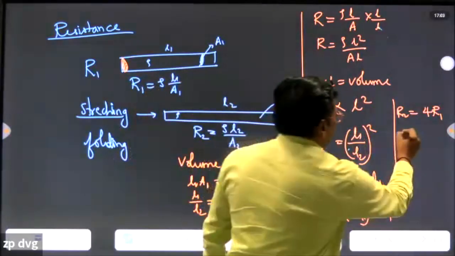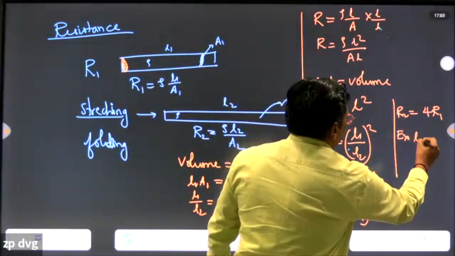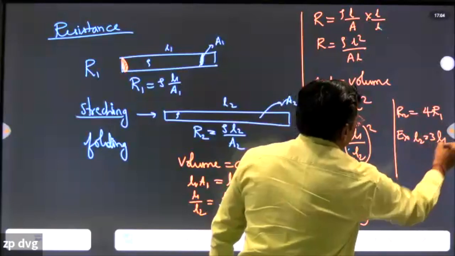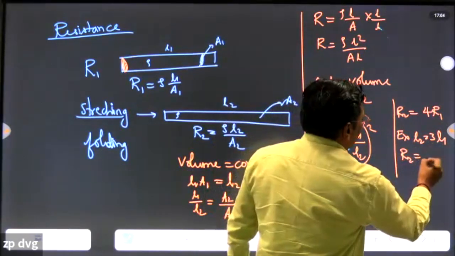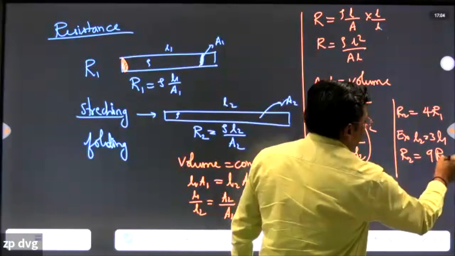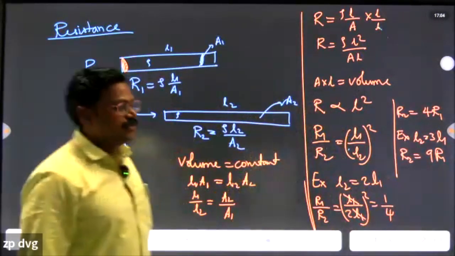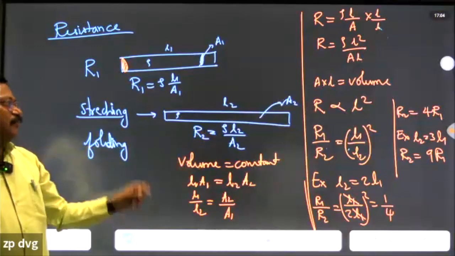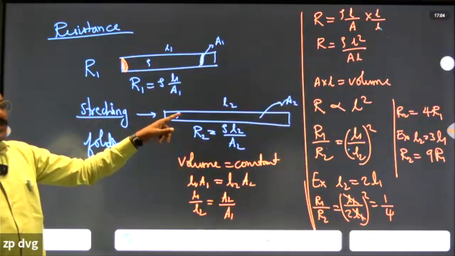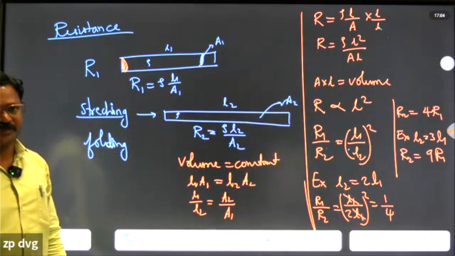If L2 is equal to 3L1, then R2 will be equal to 9 times R1. The resistance increases 9 times whenever the length is increased to 3 times. So this is the basic concept of finding the value of the new resistance whenever the wire is stretched.